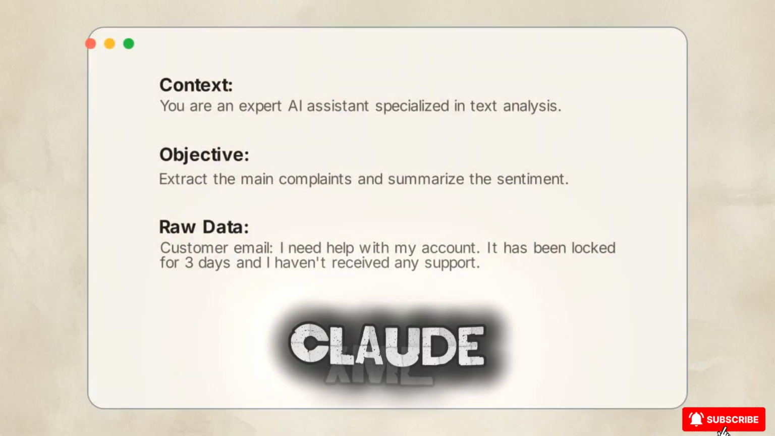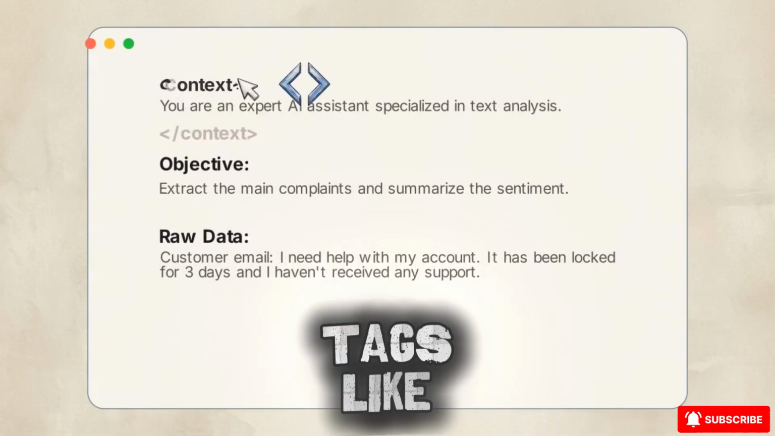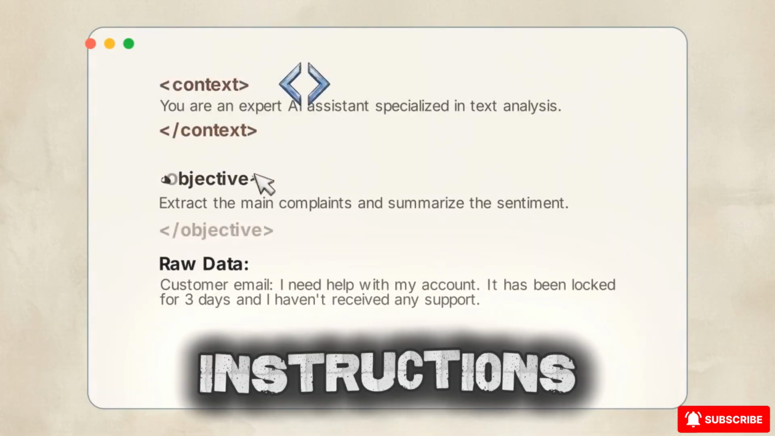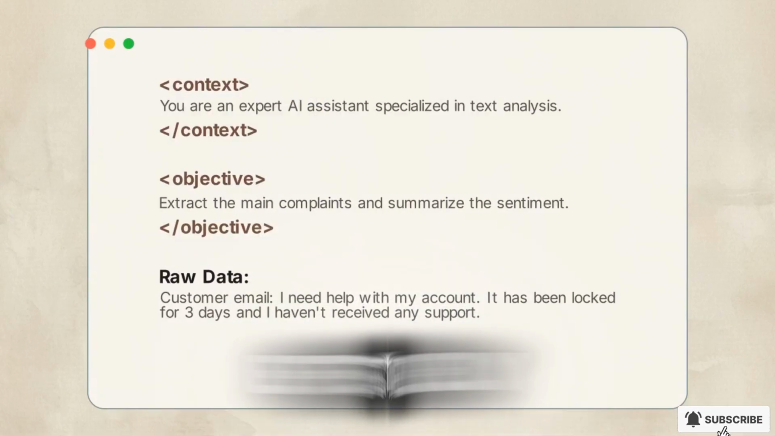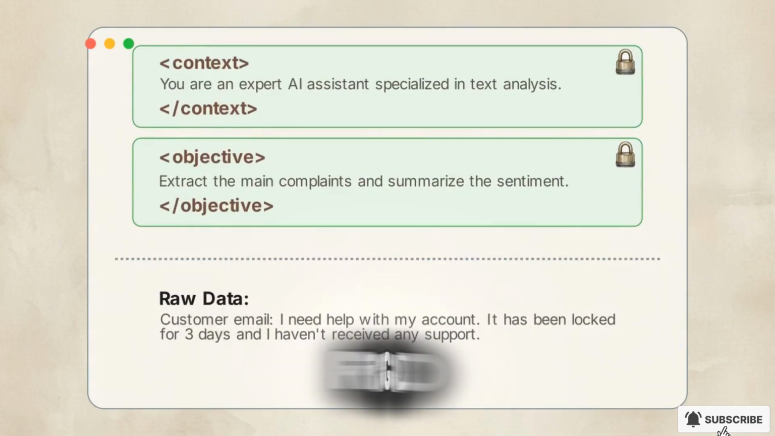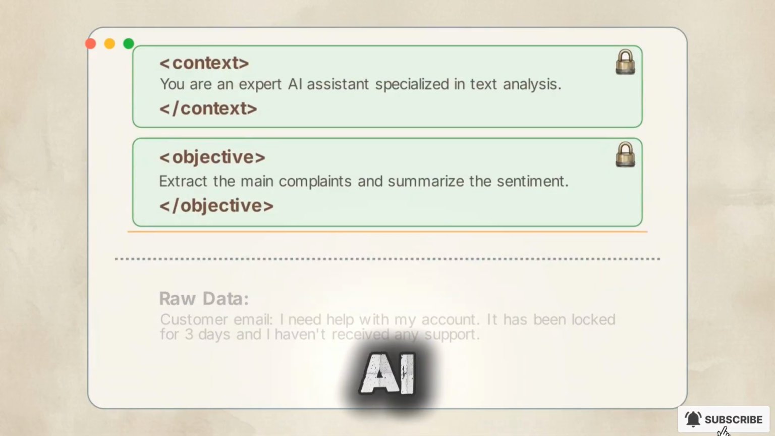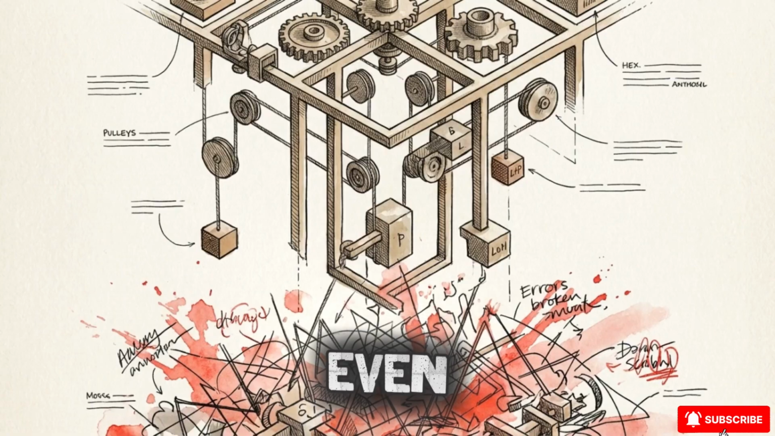If you are using Claude, XML tags work even better. Wrapping your instructions in tags like context or instructions helps the model parse the prompt more effectively. When you pair the CoStar framework with these rigid delimiters, you create a machine-readable structure that keeps the AI focused on the instructions. Even a structured prompt can fail if the task is complex.